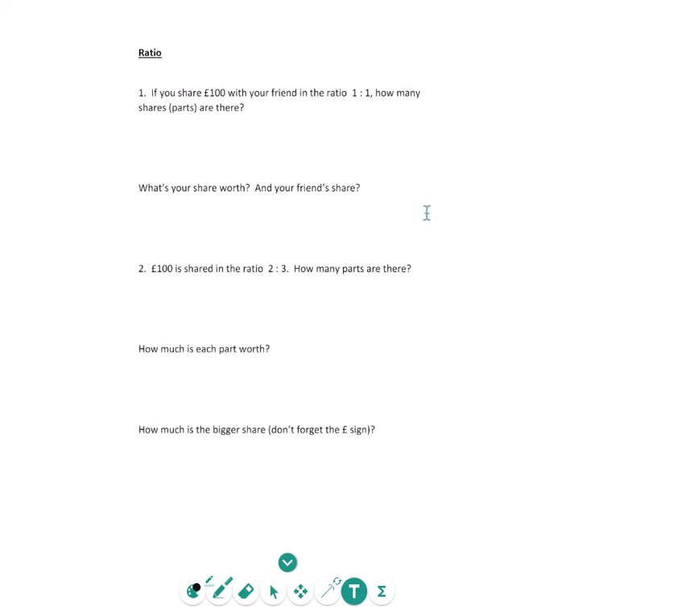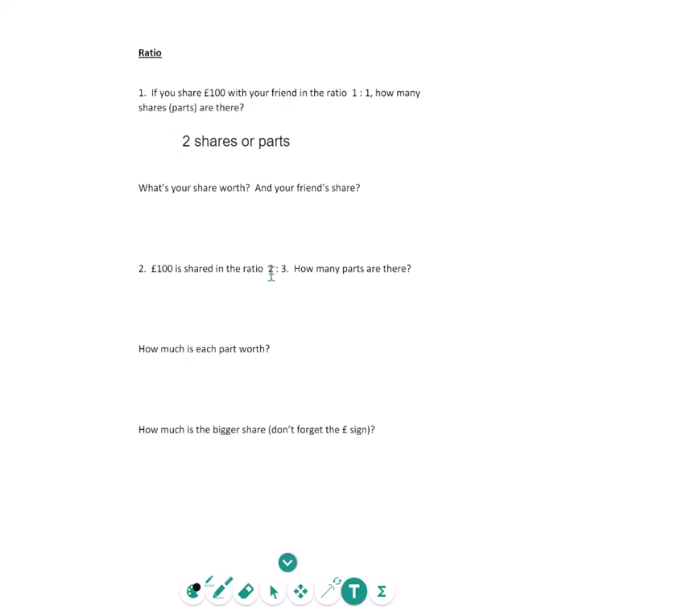Okay, now we have a question. If you share £100 with your friend in the ratio 1:1, how many shares or parts are there? Well, there's 1 plus 1. That means 2 shares, 2 shares or parts.